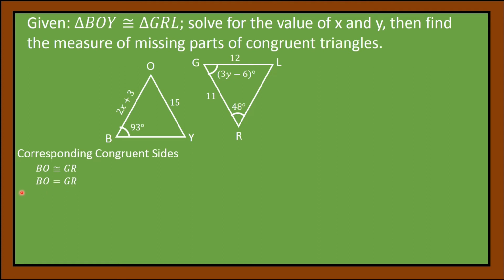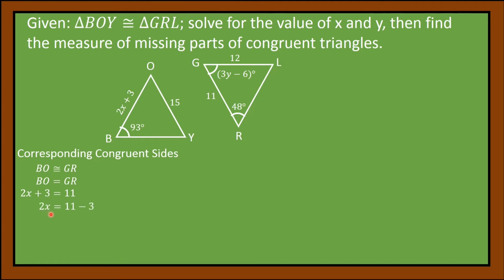Ibig sabihin nito, kung ano ang sukat ng BO, yun din ang magiging sukat ng side GR. Ang side BO natin ay 2x plus 3, at ang ating side GR, ang given ay 11. As you can see, we have to look for the value of x. Let us solve this algebraically.